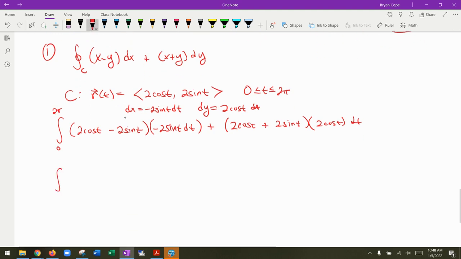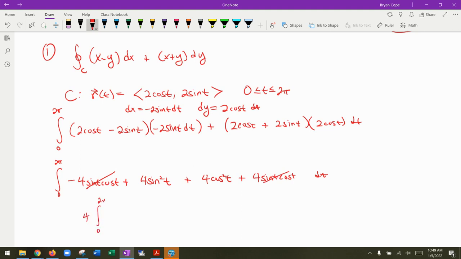Okay, so we've got the integral from 0 to 2 pi of negative 4 sine t cosine t plus 4 sine squared t. I'm going to put the dt off on the end. Plus 4 cosine squared t plus 4 sine t cosine t dt. The sine t cosine t terms are gone, and then 4. So our answer is 4 times 2 pi, which gets us 8 pi. Let's confirm that. 8 pi, good.